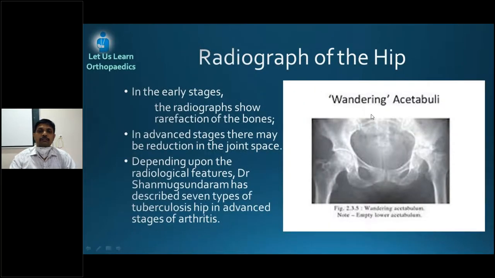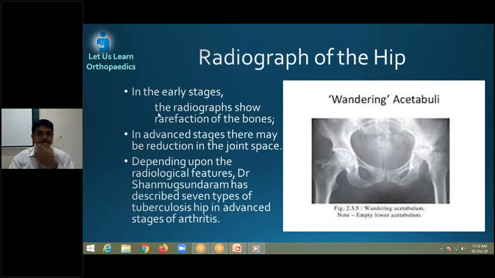Our modality of investigation would be X-ray. Initially, you should ask for an X-ray first. As an orthopedician, you should ask for an X-ray. In the early stages, the radiograph shows rarefaction of the bones. Here there is osteoporosis, and because of osteoporosis you see the rarefactions. In advanced stages, there will be reduction in the joint space.